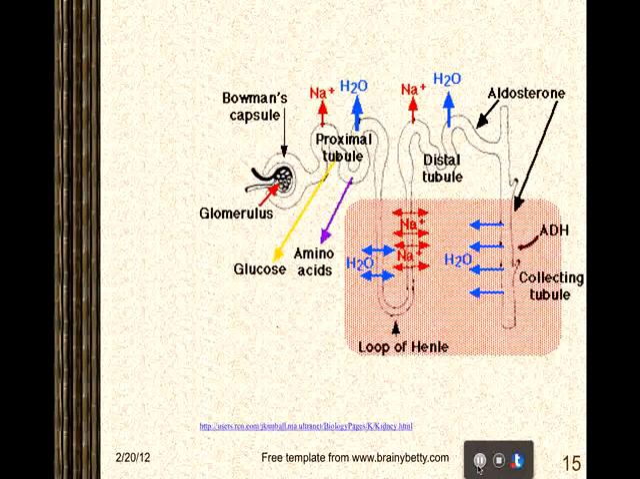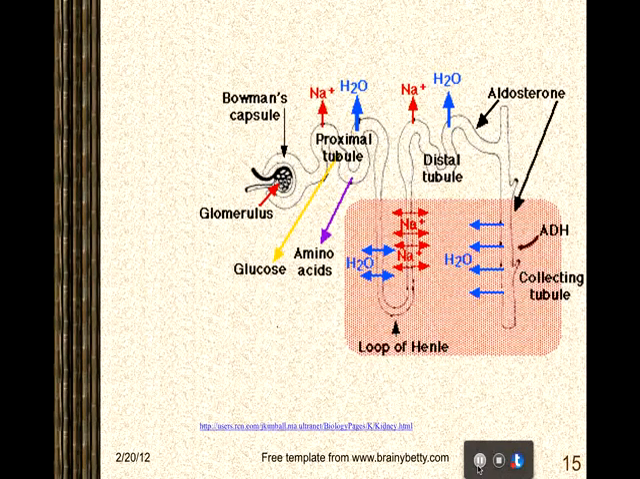This illustration shows where secretion and absorption occurs in the nephron, as well as where various hormones will target the nephron.